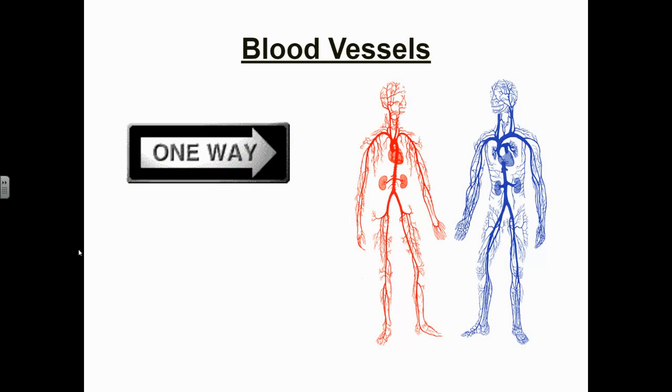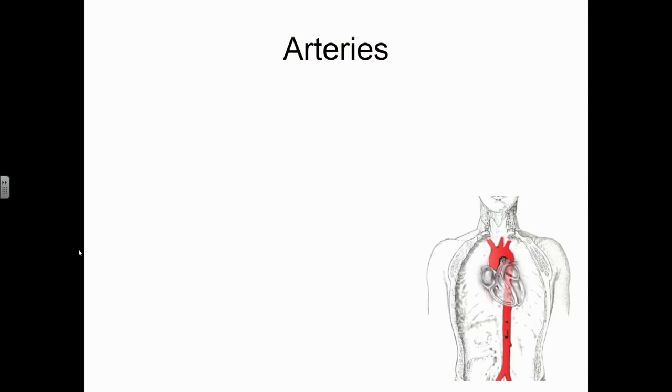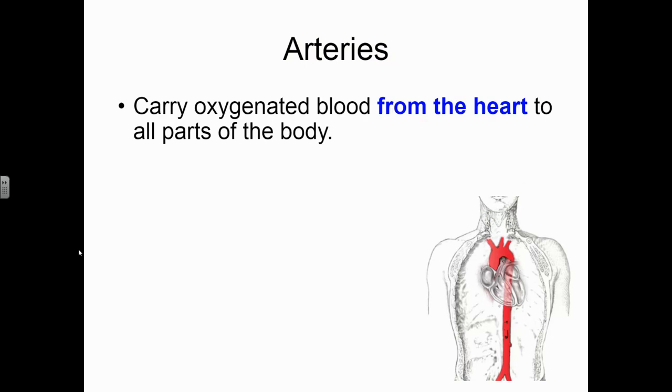All right, next we're going to take a look at our blood vessels. Blood vessels are one-way tubes that run all throughout our body, and the blood travels through those. And there's 3 main types of blood vessels. The first are arteries. The main job of arteries is to carry blood that has a lot of oxygen in it away from the heart to all the different parts of the body.